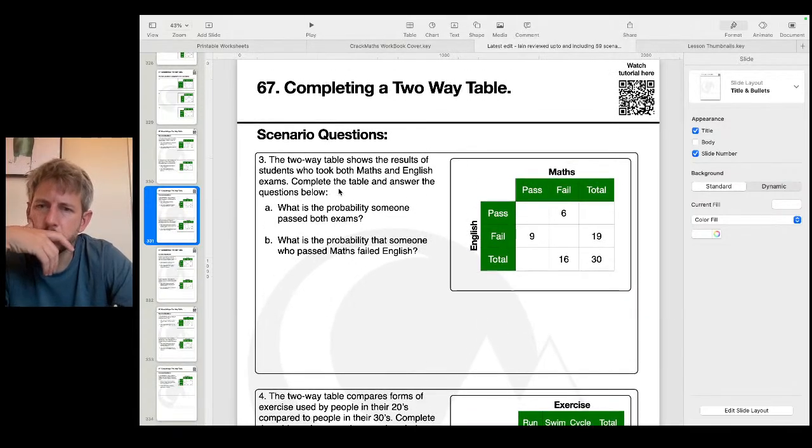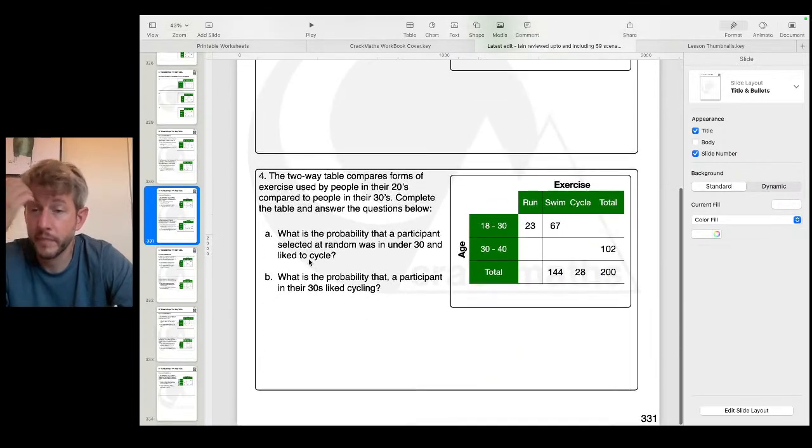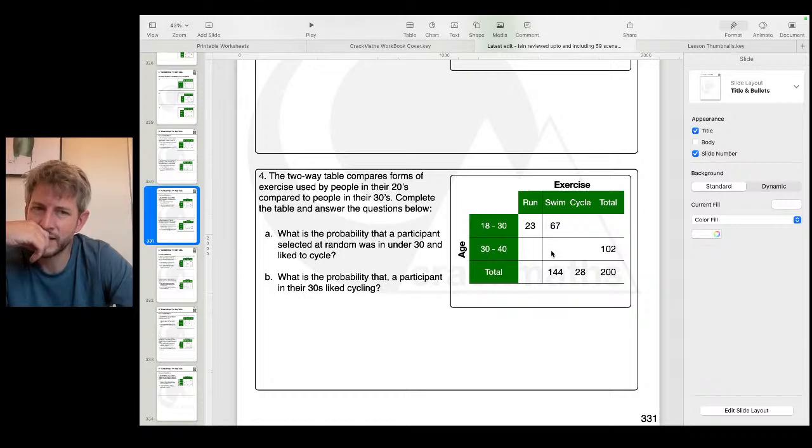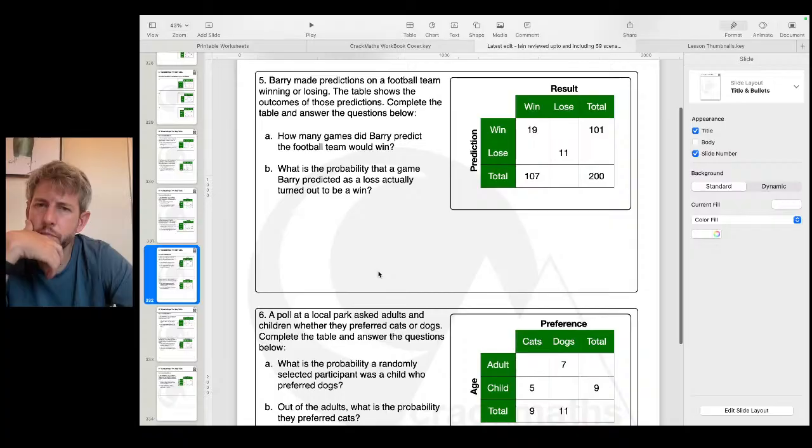Question 3. What is the probability that someone passed both exams? Perfect, it's not there. What is the probability that someone who passed maths failed English? Yeah, that one's fine. What is the probability that a participant selected at random was under 30 and liked to cycle? Great, it's not there. What is the probability that a participant in their 30s liked cycling? Great, that's not there either. Okay.